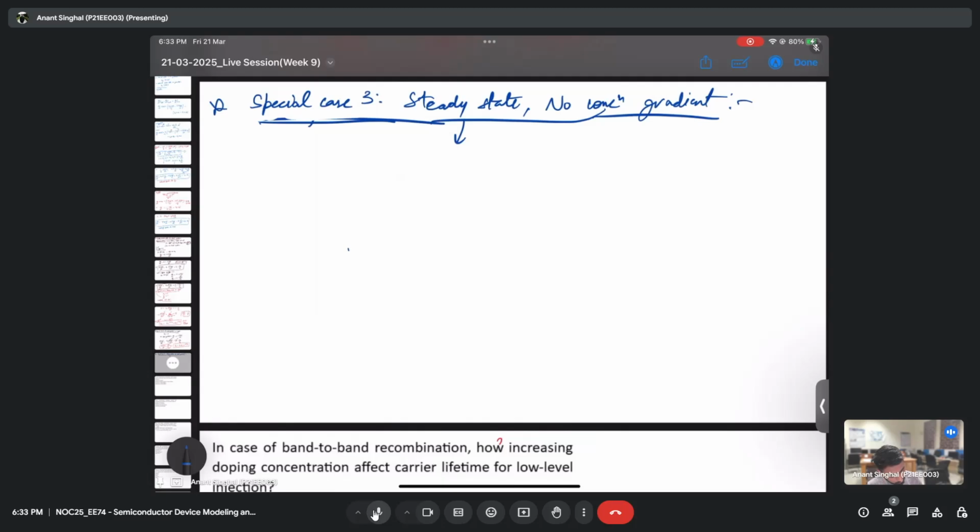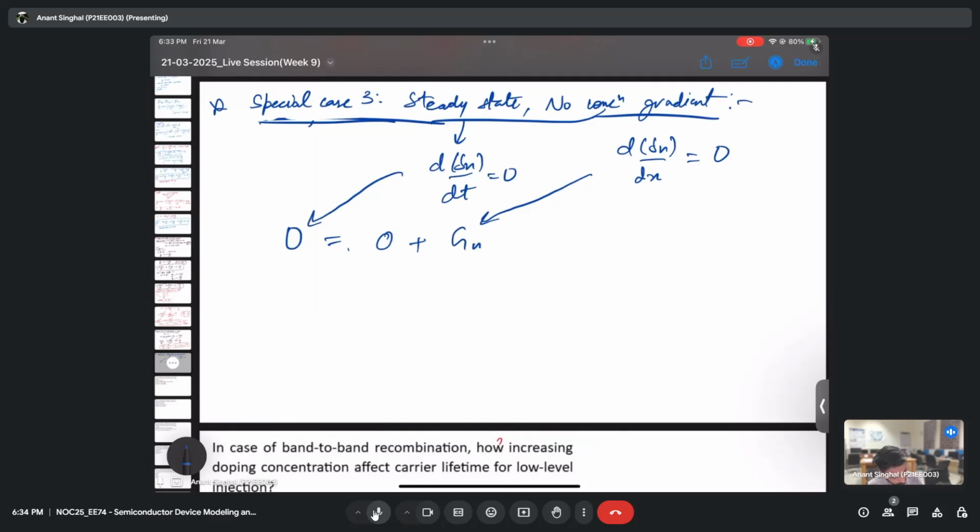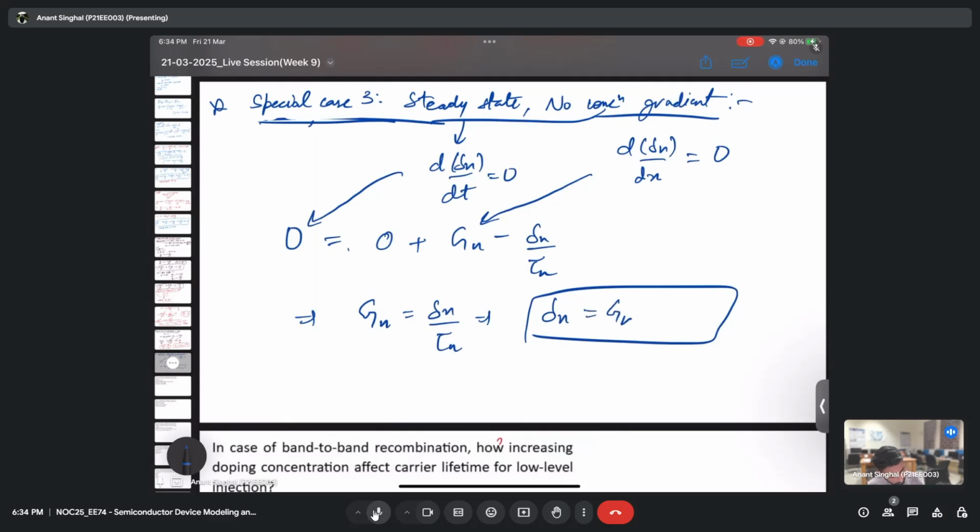So this means that d del n over dt will be 0. This means that d del n over del x will be 0, and gn will have some finite term. So using the continuity equation, the dt term will be 0, the second order term will also be 0, plus gn minus rn. So in this case, as we have already seen, the generation rate becomes equal to the recombination rate, and from this we can calculate the del n, which is gn times tau n.